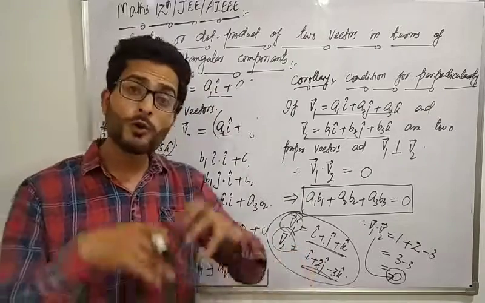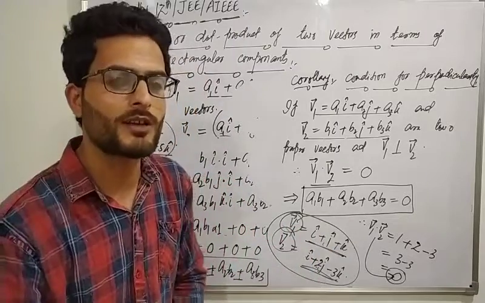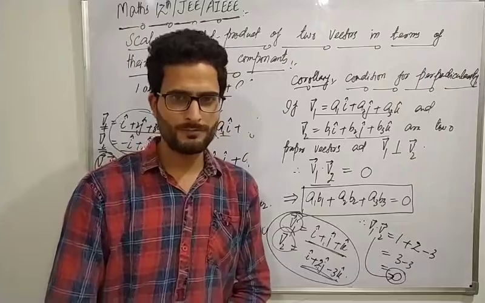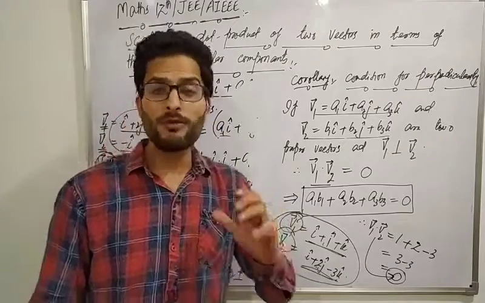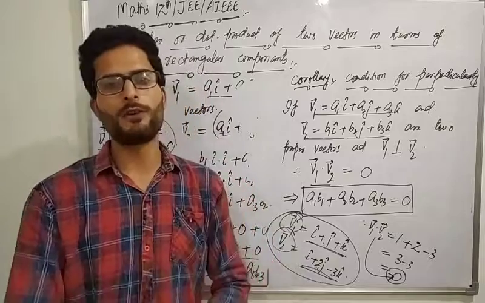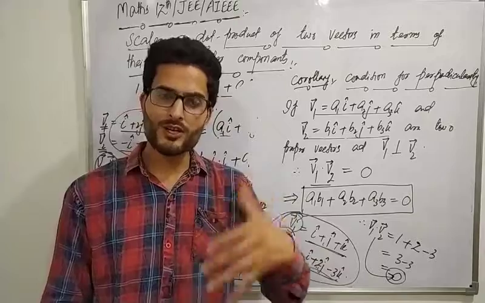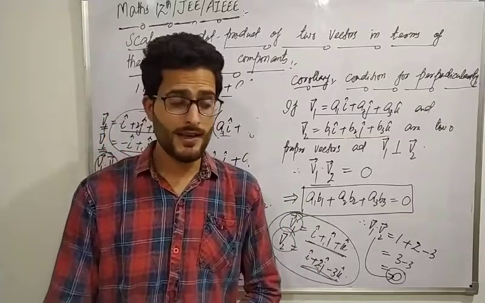So this is the condition how you can prove two vectors are perpendicular when they are expressed in terms of their rectangular components. And this is, I think, would be all for this class. Now next we have angle between two vectors, how we can locate the angle between two vectors, and how we can find the direction angles and direction cosines of a vector. But that we will discuss inshallah in the next class.